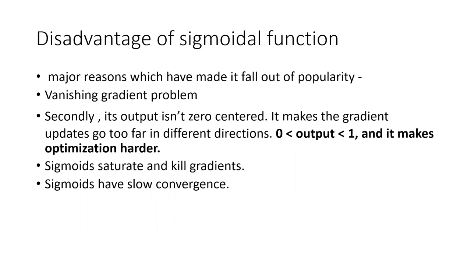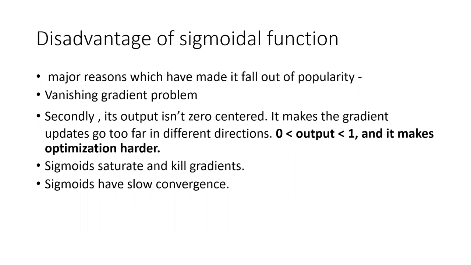Next is sigmoids, saturate and kill gradients. Now all of a sudden you understand that since a lot of these points are near about 4% or 3%, these neurons are actually not playing any part in the analysis, and eventually are getting killed. Sorry, not the neurons, but the gradients. The gradients which carry 2% or 3% or 4% do not carry any significant meaning.